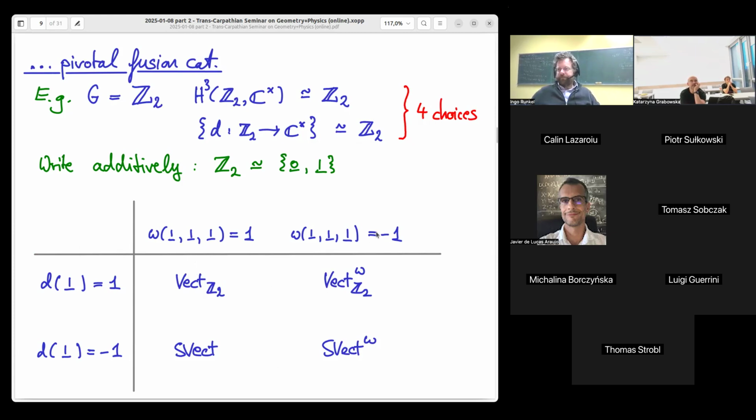So one choice is this class in H3, that's my omega here. And on the non-trivial element, it can be either 1 or -1. And the other one is this dimension factor, and on the non-trivial element, it can be either 1 or -1. And the 4 fusion categories, the 4 pivotal fusion categories you get, are the Z2 graded vector spaces, a twisted associator version of that, or you get super vector spaces, that's the dimension -1, so that you get super dimensions, or a twisted version of super vector spaces.